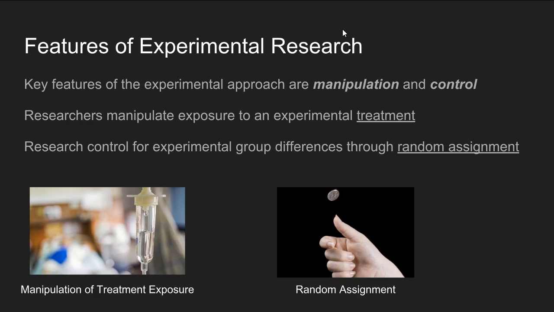The other feature of experimental research is control, and by control, researchers are able to control for group differences by randomly assigning study participants into either a treatment or a comparison group. So the process of random assignment allows researchers to control for extraneous variables and any group differences that might arise between the treatment and control group. So there's a manipulation of some type of treatment exposure, and there's a random assignment to an experimental group or a comparison group. Those are some of the key features of experimental research.